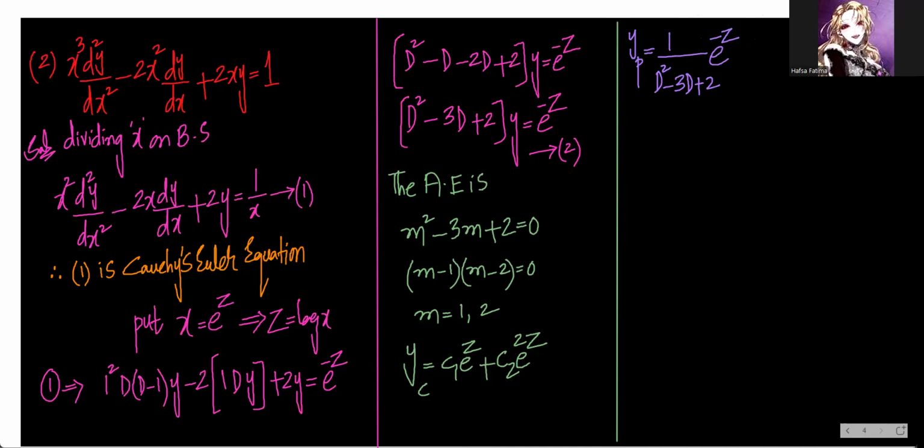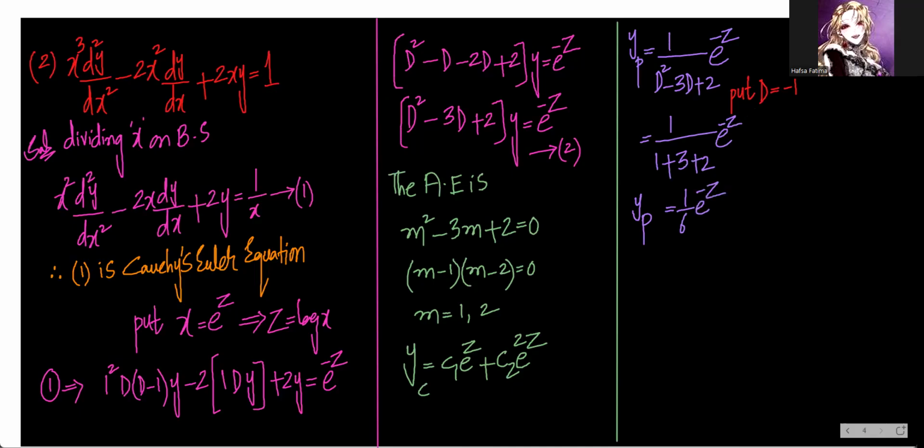What is the rule? Put d equal to the coefficient of z, which is minus 1. So if you simplify, 1 by minus 1 whole square plus 1, minus into minus plus 3 plus 2, into e power minus z. Therefore yp is equal to 1 by 6 into e power minus z, right?